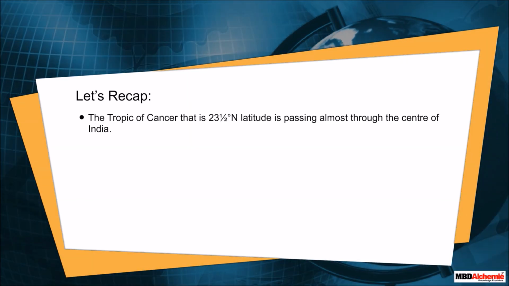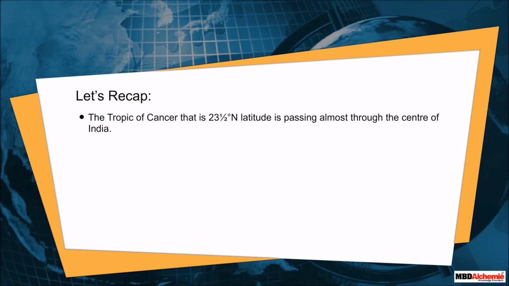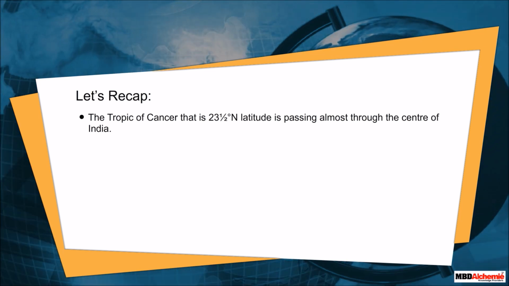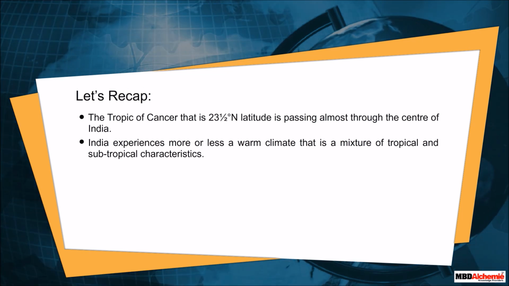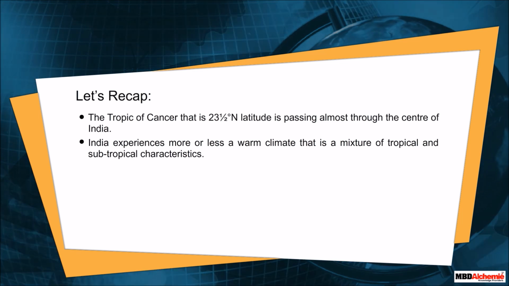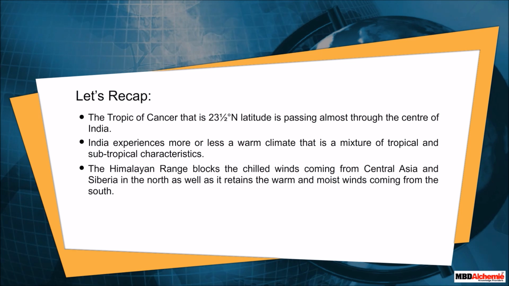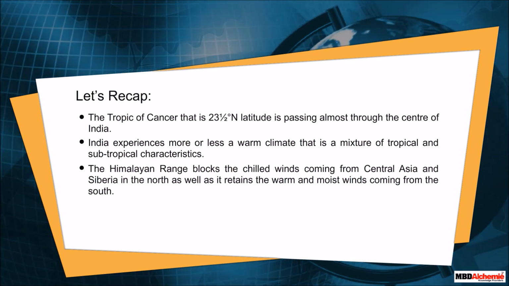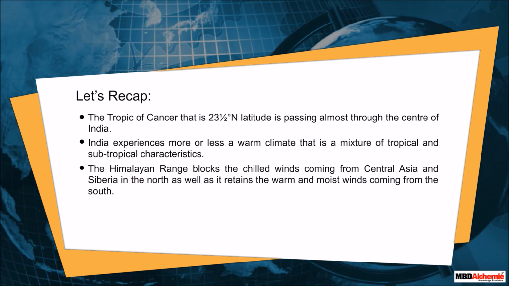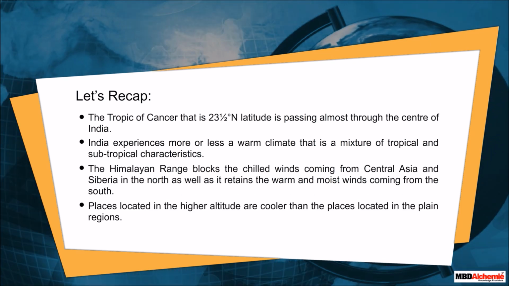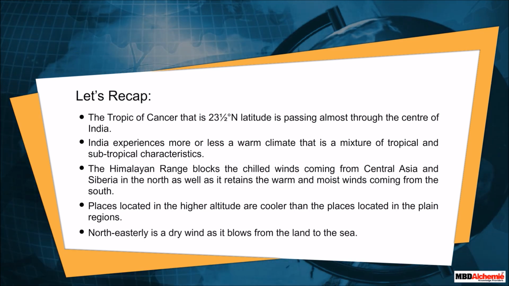Let's recap. The Tropic of Cancer, that is 23.5 degrees north latitude, is passing almost through the center of India. India experiences more or less a warm climate that is a mixture of tropical and subtropical characteristics. The Himalayan Range blocks the chilled winds coming from Central Asia and Siberia in the north, as well as it retains the warm and moist winds coming from the south. Places located in the higher altitude are cooler than the places located in the plain regions.